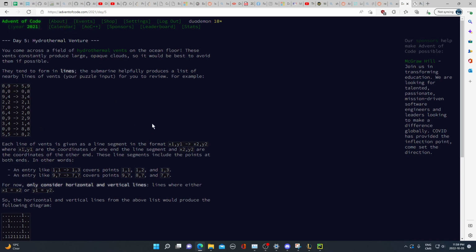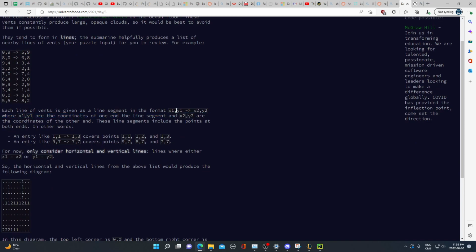Each line of vents is given as a line segment in the format x1, y1 -> x2, y2, where x1, y1 are the coordinates of one end of the line segment. English seems to be wrong here. And x2, y2 are the coordinates of the other end. These line segments include the points at both ends. In other words, oh, so it's inclusive. Okay, got it. An entry like 1,1 to 1,3 covers points 1,1, 1,2, and 1,3. An entry like 9,7 to 7,7 covers points 9,7, 8,7, and 7,7.